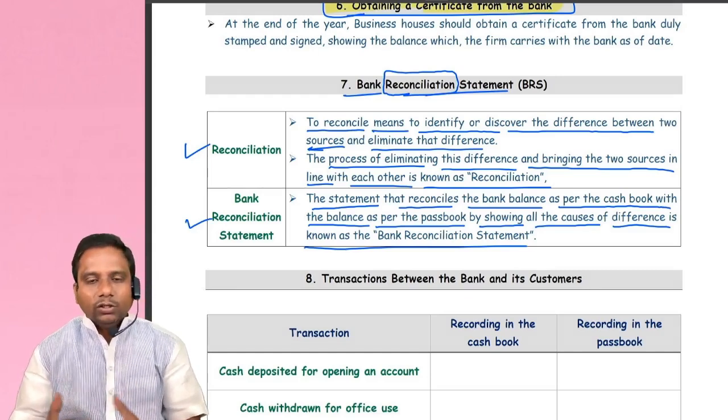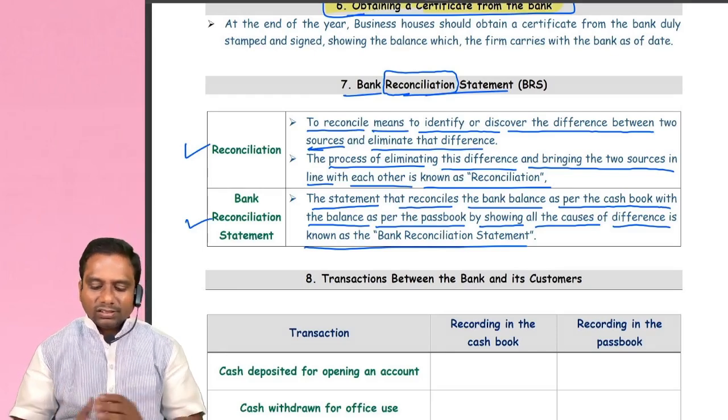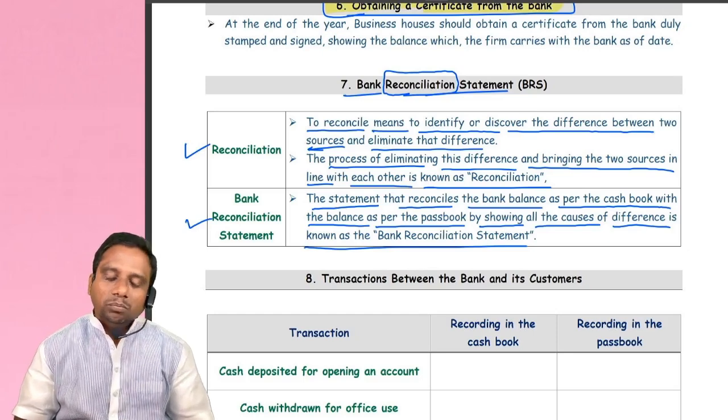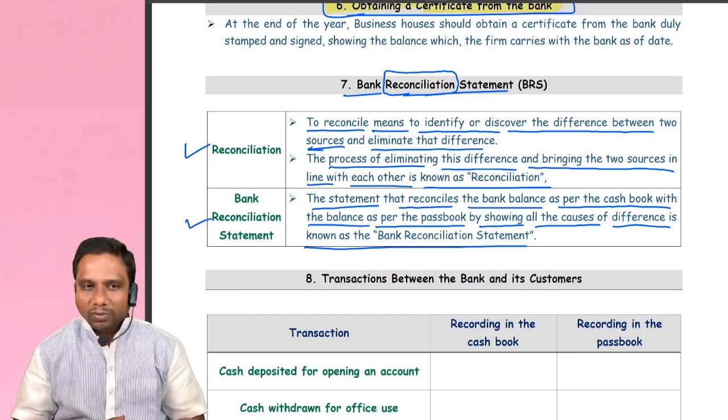So in the next video, we discuss the transactions between the bank and its customer and the remaining steps involved in the bank reconciliation statement preparation.